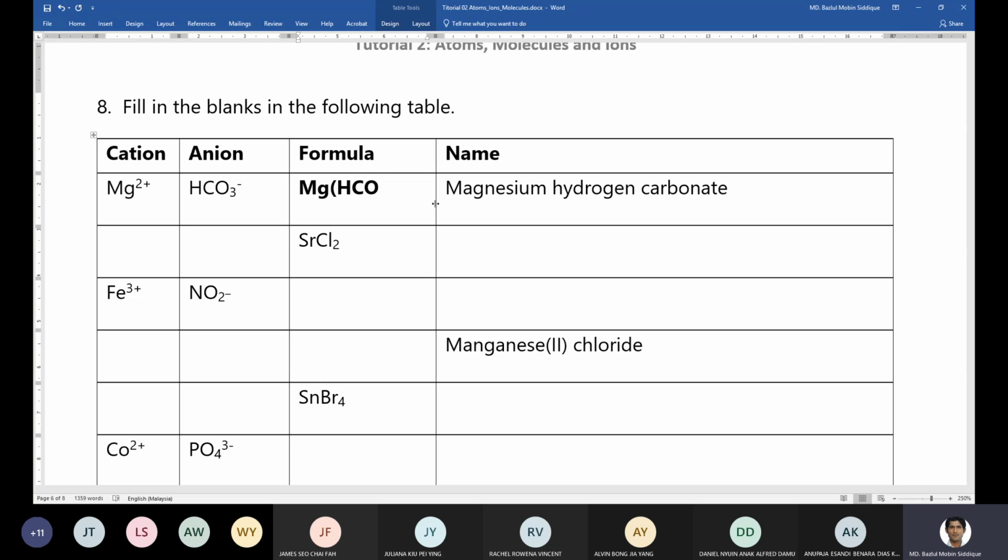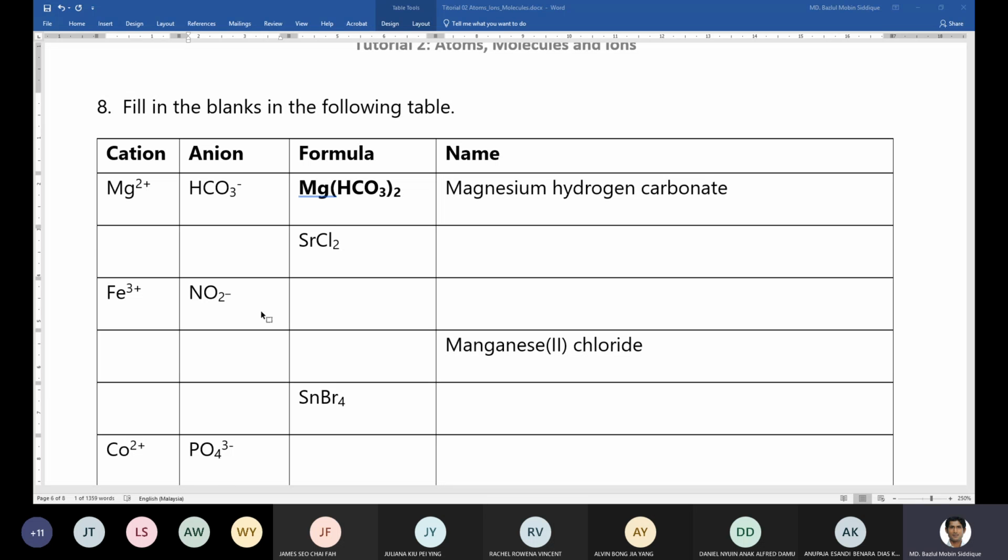So magnesium hydrogen carbonate will be MgHCO3, and all together there will be 2, because magnesium is 2 positively charged. To neutralize this 2 positive charge, and since bicarbonate has only 1 negative charge, 2 of them will be required. So there will be 2.